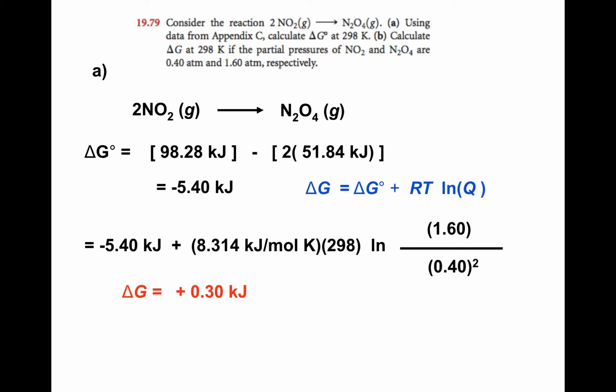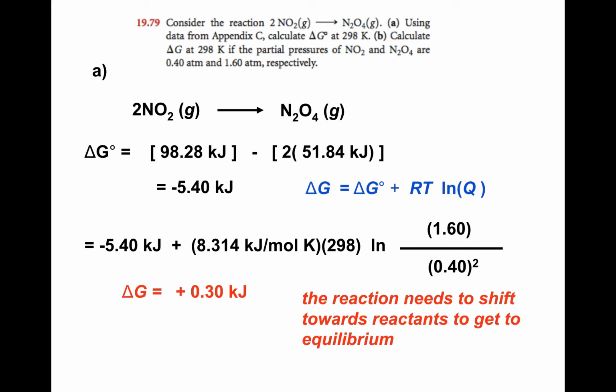So with a positive value for delta G, this tells me I've gone past equilibrium. With these concentrations or these pressures, I've gone past equilibrium. I have too many products here. Reaction needs to shift towards the reactants to get to equilibrium.